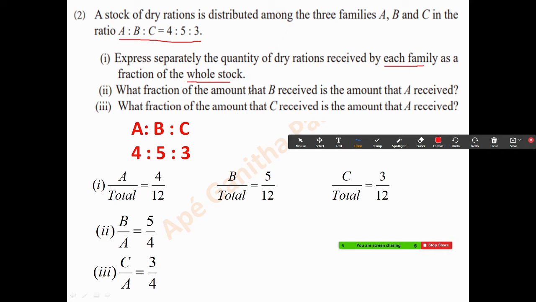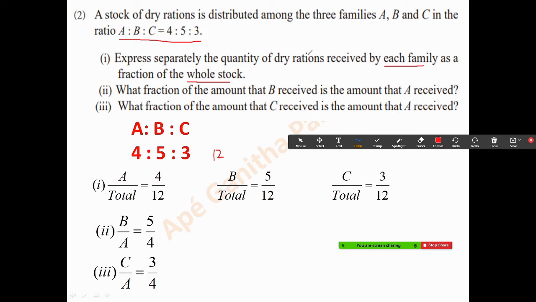How to get the total whole stock means here you have to compare A, B and C with the total. What is the total? 4 plus 5 plus 3. 4 plus 5, 9. 9 plus 3, 12. So that is the total. 4 plus 5 plus 3.